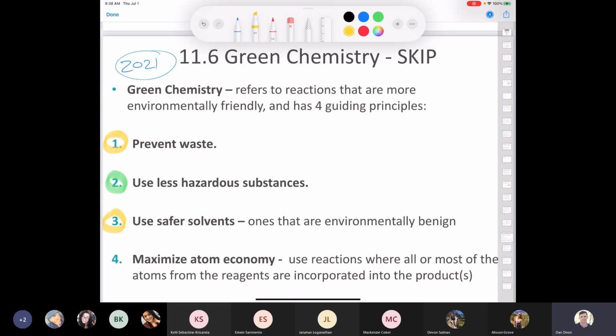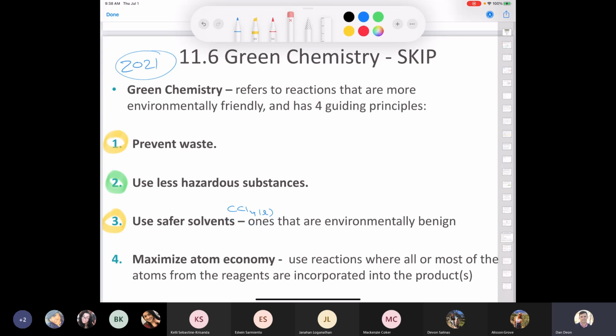Also solvents, right? We want to use safer solvents. I mean, back in the olden days, in the 60s and the 70s, chemists used to literally wash their hands with carbon tetrachloride, okay? Carbon tetrachloride. They would literally take it and scrub their hands, which is frotter in French, with carbon tetrachloride.